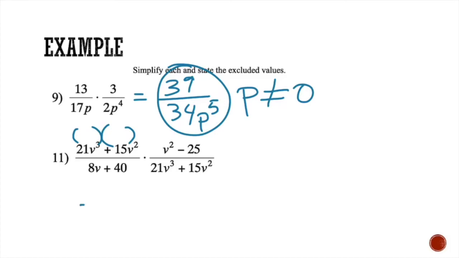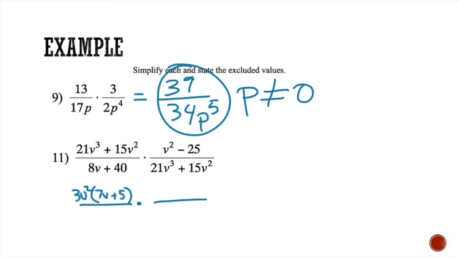I'm going to put a line, and so there's 21v to the third plus 15v squared. We can take a v squared out and a 3. Take a 3v squared out. So 3v squared. What's left? Those of you who want to do it right above it, you could just put a 3v squared there and then eventually just put a little line because that was there. It's up to you. It would be 7v plus 5.